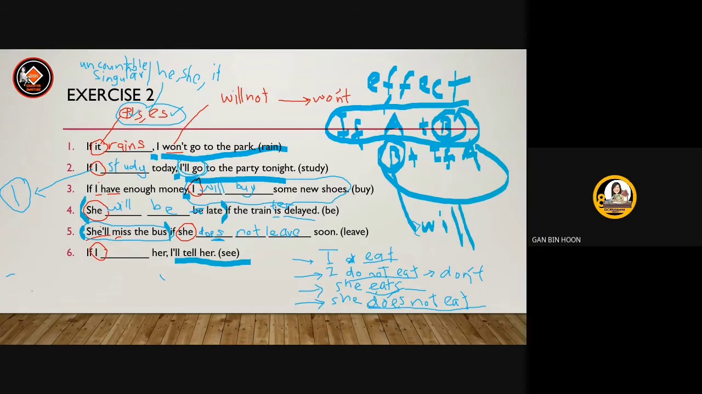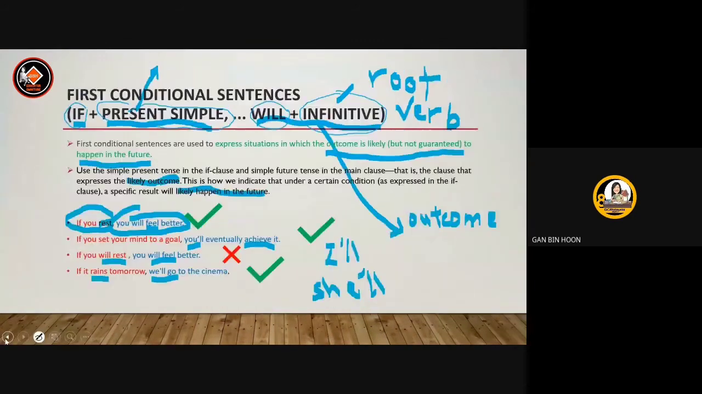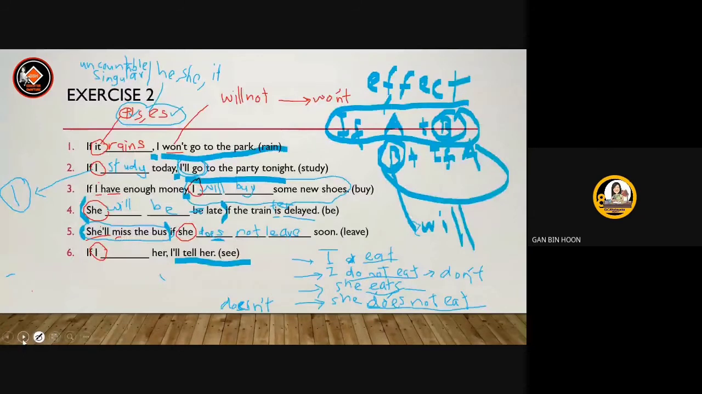Kalau this one jadi apa ini? Jadi does not. Apostrophe S. Okay, dia jadi doesn't. Am I right? Excuse. So, she'll miss the bus if she does not leave soon. Okay, remember? Kita balik kepada ni. If plus present simple plus will. Okay, this is the formula.